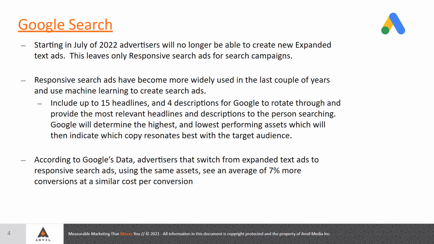The advertiser creates up to 15 headlines and up to 4 descriptions, and based on what Google determines to be the most relevant content to the user searching, it will use those components to customize the ad that it thinks will be the most effective for the user. It's basically like giving Google the pieces of the puzzle, and it puts the puzzle together for you. According to Google, for advertisers that use these responsive ads over expanded text ads, we can see about a 7% increase in conversions at a similar cost per conversion.